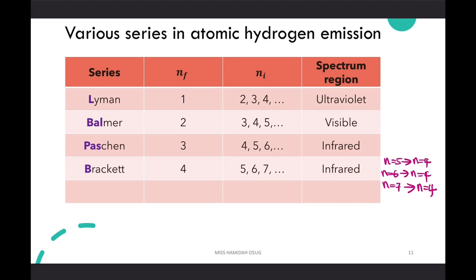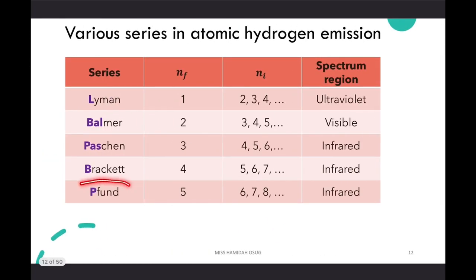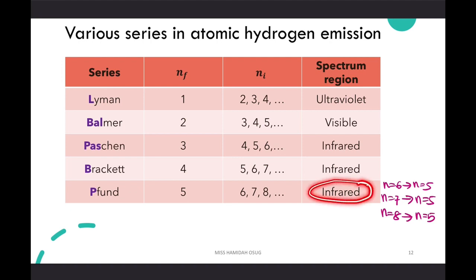Okay, last but not least, mari kita tengok P-Fan series. So, P-Fan series, N final dia adalah 5, and initial dia 6, 7, 8 dan seterusnya, meaning to say the electron will drop from N equals to 6 to N equals to 5 ataupun 7 to 5 ataupun 8 to 5 dan seterusnya. So, P-Fan series is located in infrared region seperti Paschen dan juga bracket. So, I just want to remind you that you need to be very careful about your spelling, okay, for the name of the series.